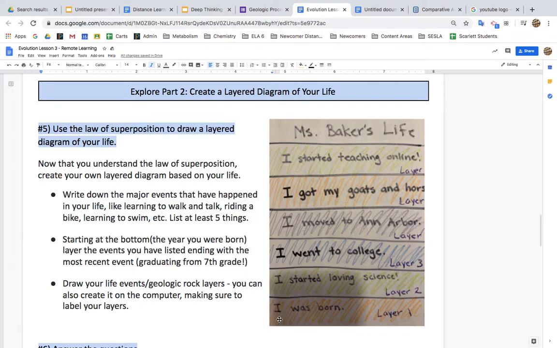Then, starting at the bottom, layer the events you have listed, ending with the most recent event, graduating from 7th grade. So, oldest events, newest events. You're going to draw them as rock layers. You can also create it on the computer, but make sure that you're labeling your layers.